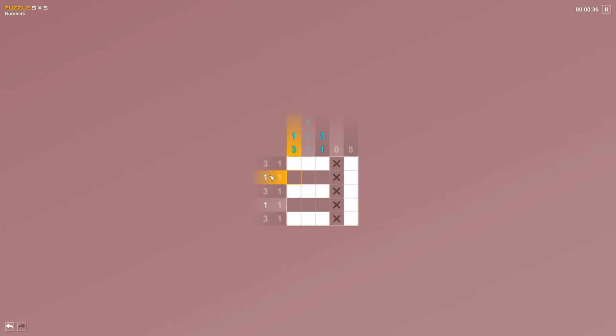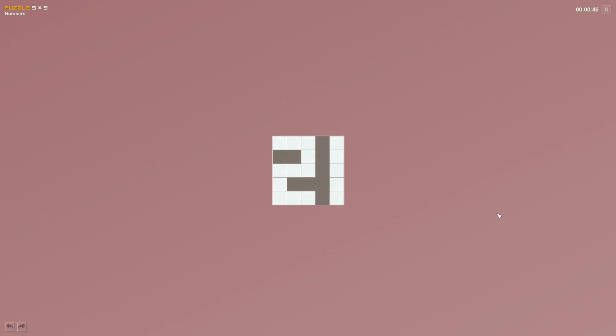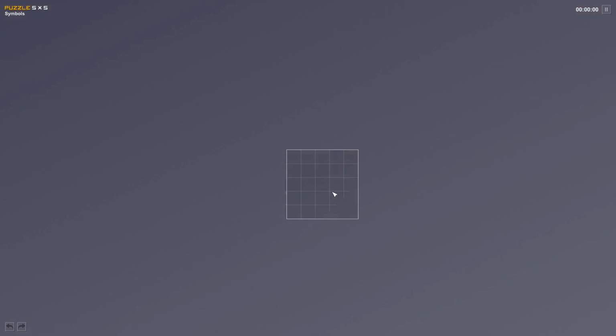I'm kind of confused here. 1, 1. So this one has to be filled. So that's done. 3, 1. So maybe this one needs to be checked. Oh, there we go. 21. I probably could have guessed that before we finished the puzzle. 21, well done. Alright, so I guess the pictures can be numbers as well. Interesting.